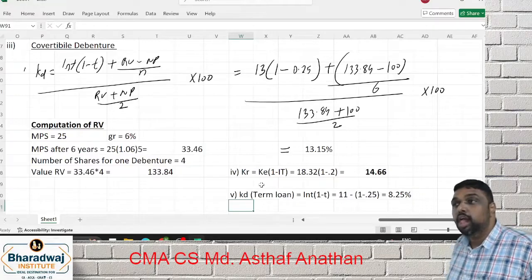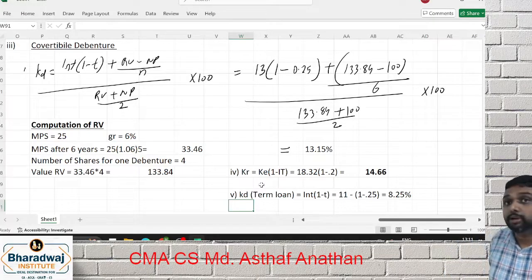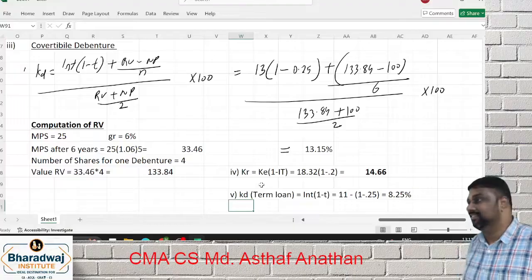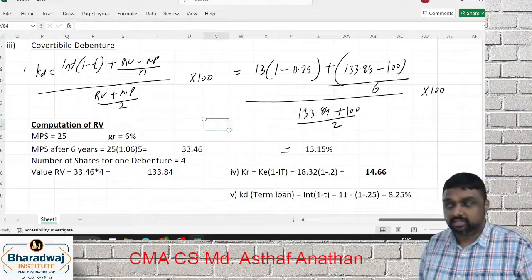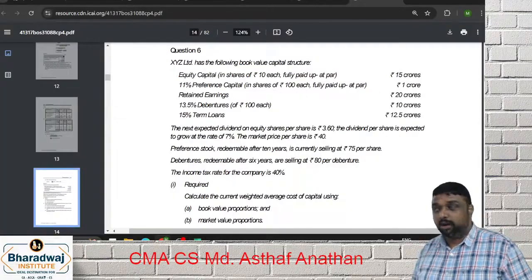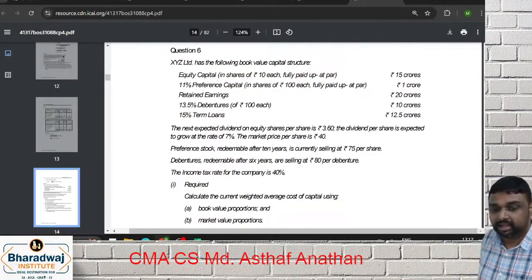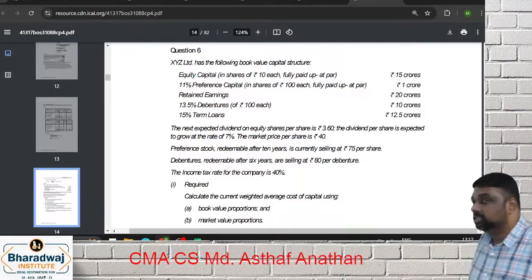Now we will do another question, computation of book value, market value, everything. Once you have completed, we'll proceed. Now, my dear friends, we'll do another previous year question from CA Inter. A very good question. Shall we start?